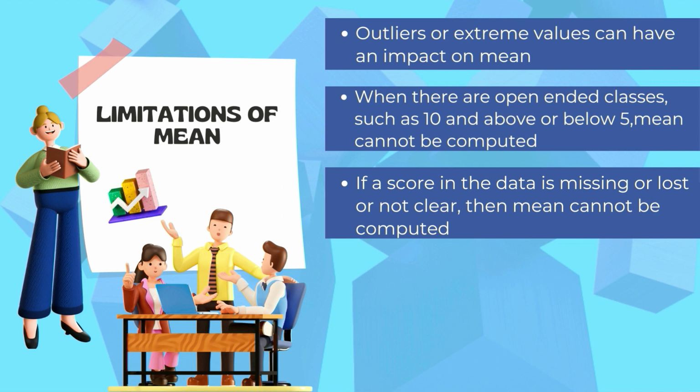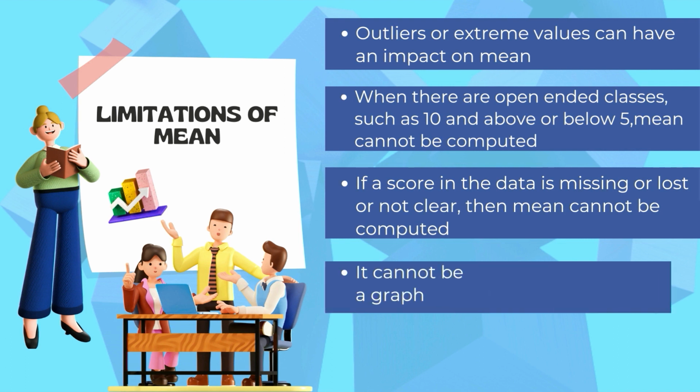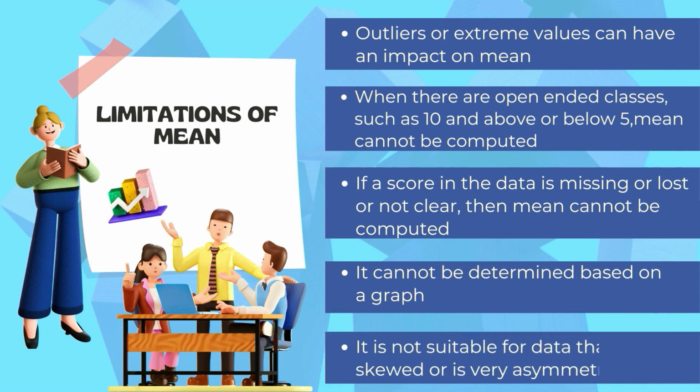If a score in the data is missing, or suppose in some cases you lost the data or the data is not clear, you can't calculate the mean, because for calculation of mean all the data are required. Although if you want to eliminate those data which are not clear, then you can definitely calculate the mean, but if you have confusion with the data and missing data, you can't calculate the mean. It cannot be determined on the basis of a graph, and it is not suitable for data that is skewed or very asymmetrical. These are the limitations that I have discussed about the mean.